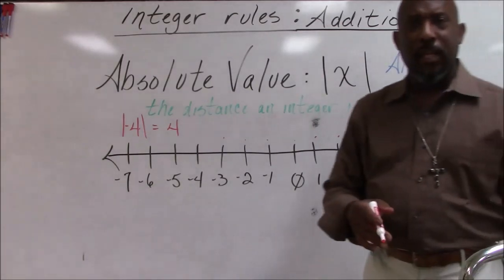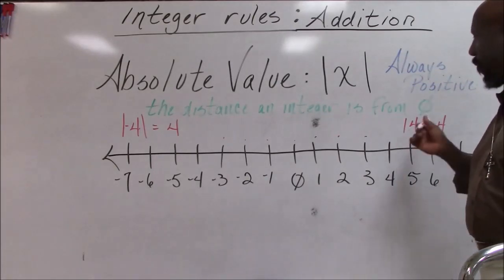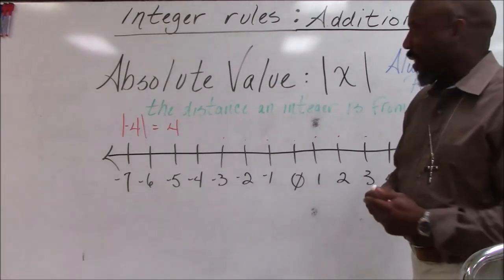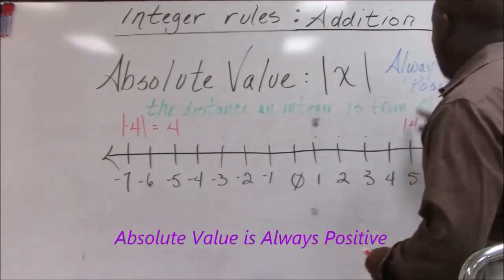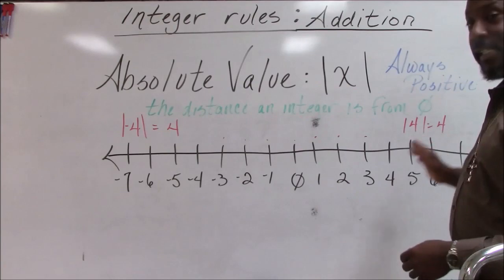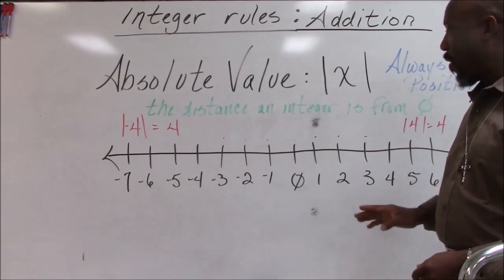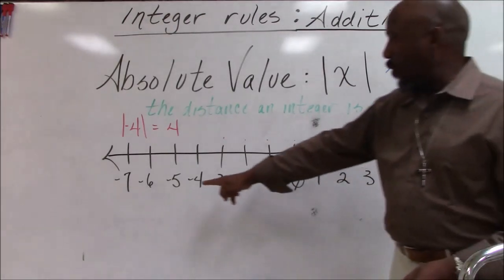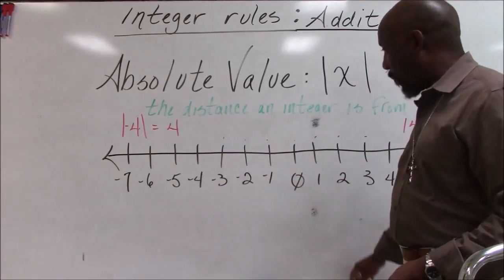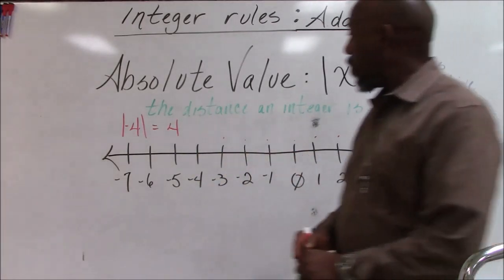You may have just realized that the absolute value of 4 and negative 4 is the same thing. Can I tell you a little secret? Absolute value is always positive. The absolute value is the distance an integer is from 0. The absolute value of negative 5 is 1, 2, 3, 4, 5, because it is always positive.